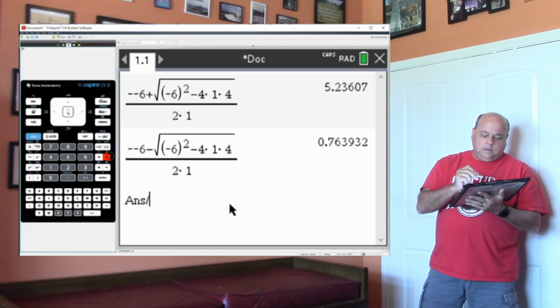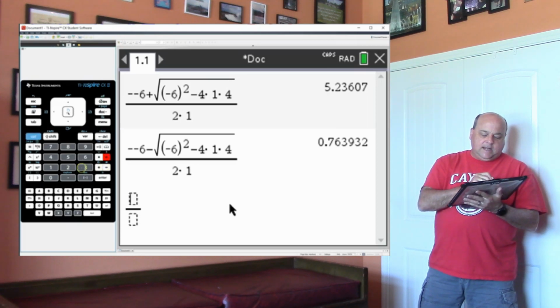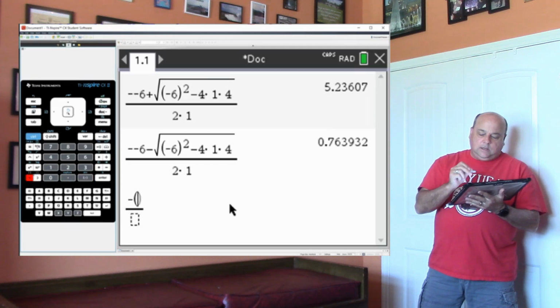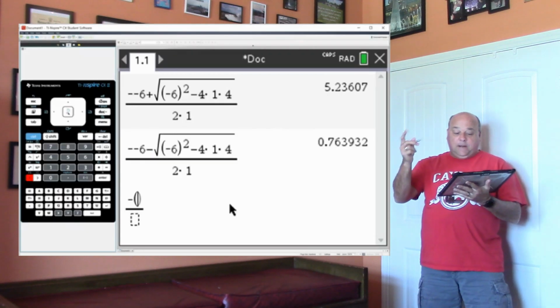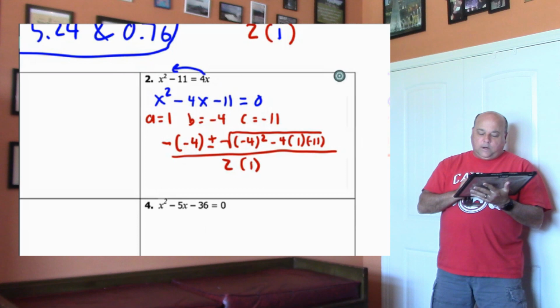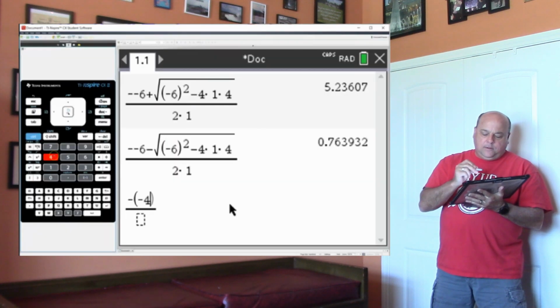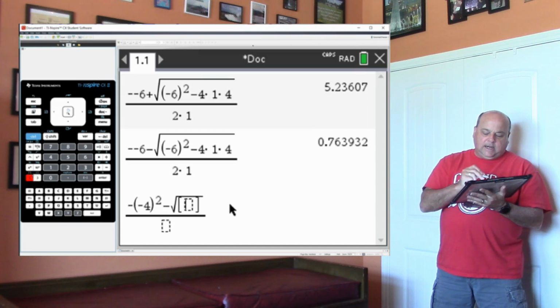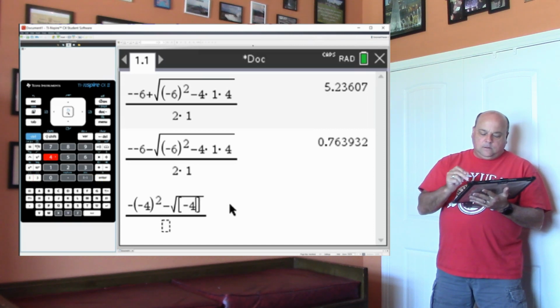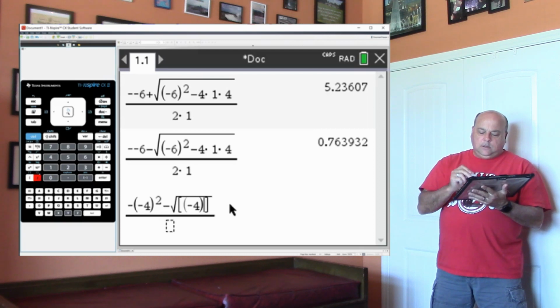Let me hit Control first. Control Divide. And I got my Control Divide. Negative, parentheses, and it's negative 4, right? Negative 4, 1, and negative 11. This is tedious because on your paper you don't have to go back and forth. So 4, 1, and 11. So negative 4, close the parentheses squared, minus, and then hit Control X squared, parentheses, negative 4, close parentheses, and I hit, Jiminy Crickets.